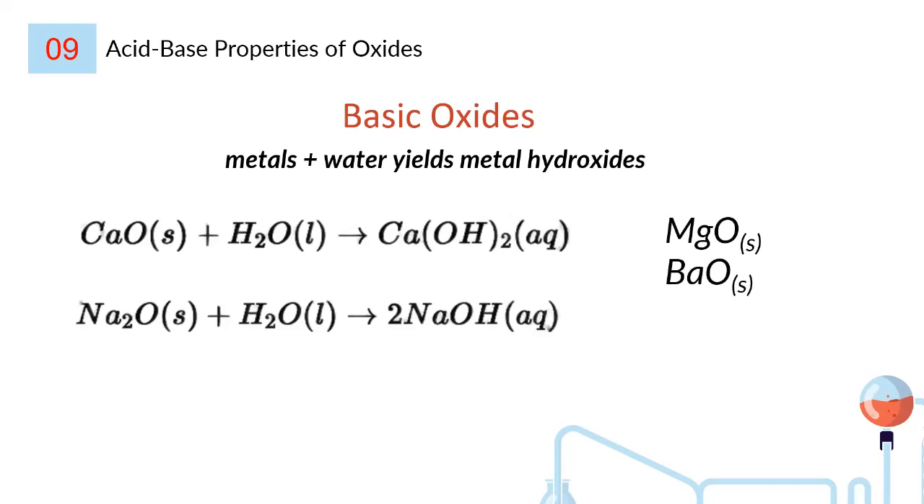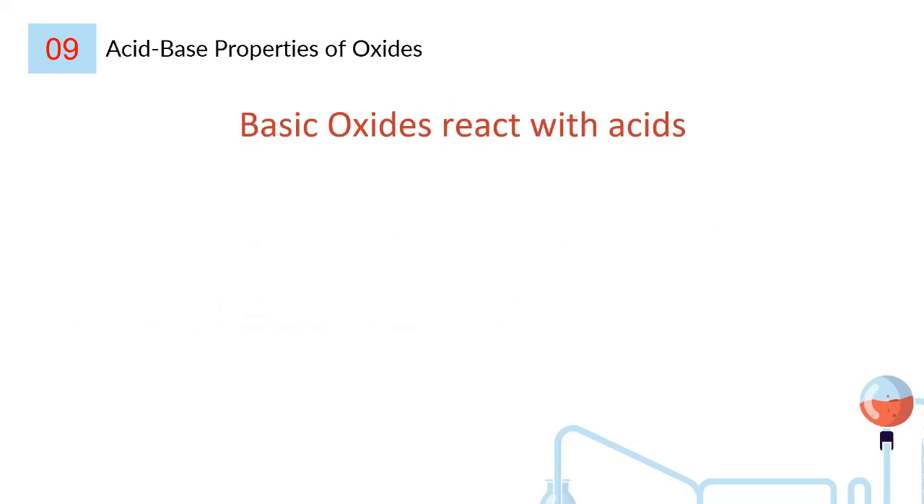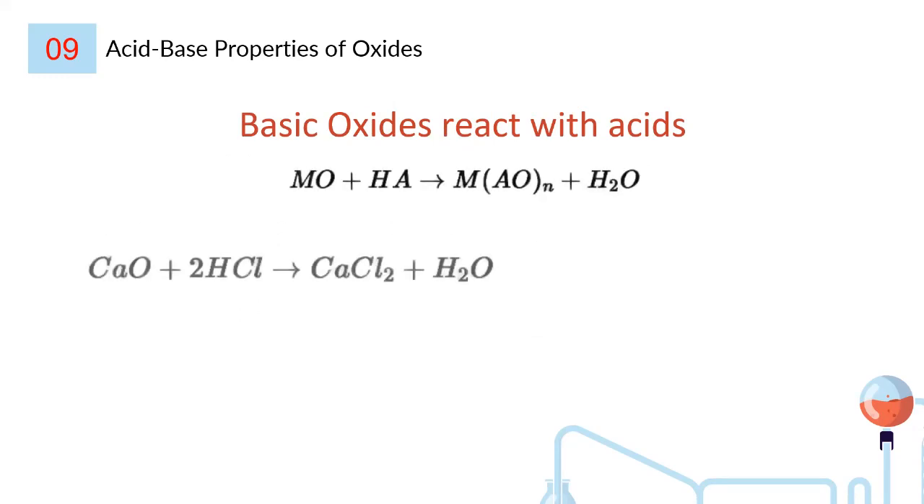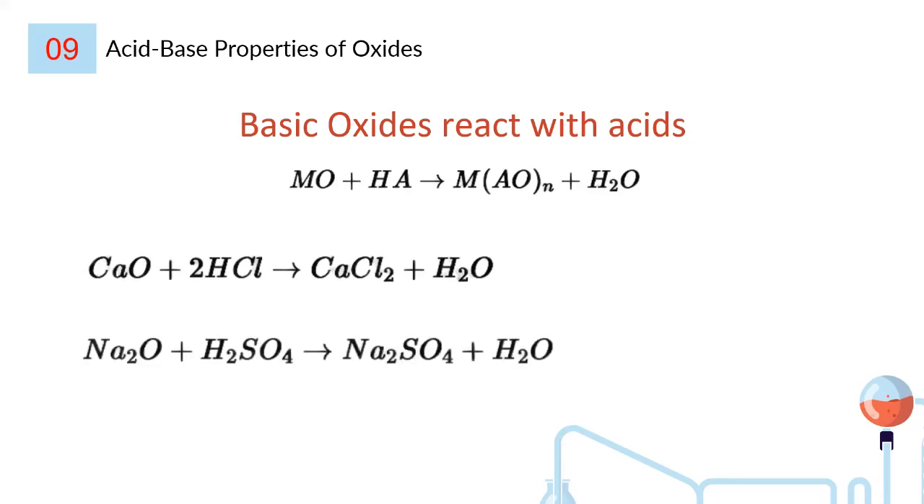Some more examples of basic oxides are magnesium oxide, which reacts with water to form magnesium hydroxide, and barium oxide, which combines with water to produce barium hydroxide. The basic oxides also react with acids. This reaction will form salts and water, and it is a type of neutralization reaction. Here is the general equation for the reaction between a basic oxide and an acid. For example, this reaction produces calcium chloride and water. Similarly, when sodium oxide reacts with sulfuric acid, the reaction produces sodium sulfate and water.